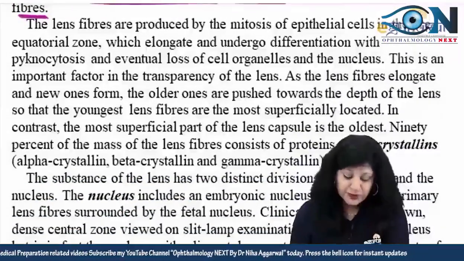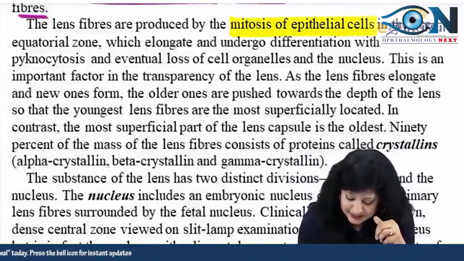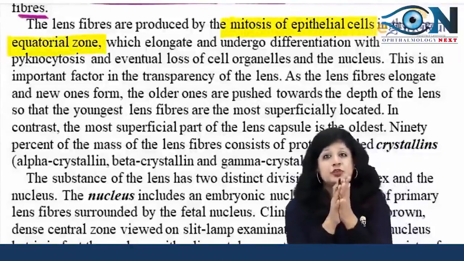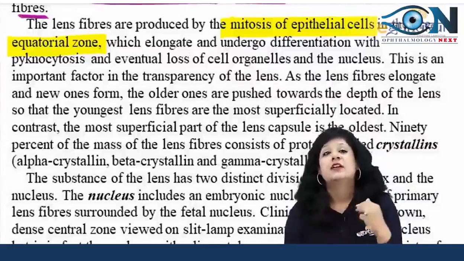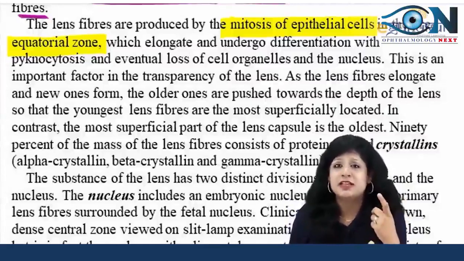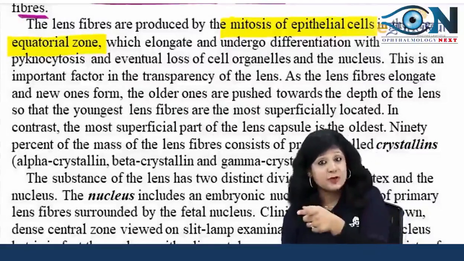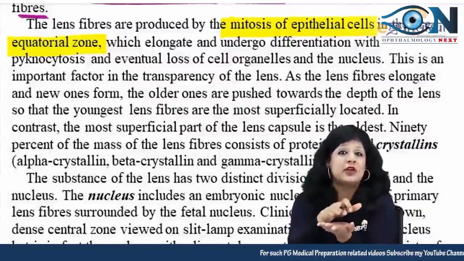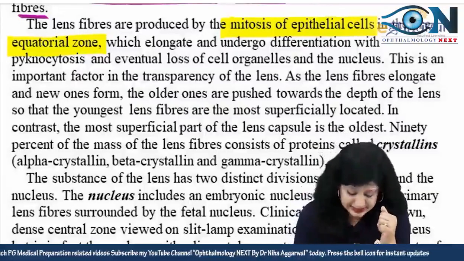Now we have got the lens fibers. Lens fibers are actually produced by the mitosis of the epithelial cells in the pre-equatorial zone. So whatever epithelial cells are present in the pre-equatorial zone, they are responsible for formation of the lens fibers, and if you remember, that's why we do not have the posterior epithelium in postnatal life, because I told you that these posterior epithelial cells are used in filling or obliterating the lens cavity, and that is why we do not have the posterior epithelial cells, right?